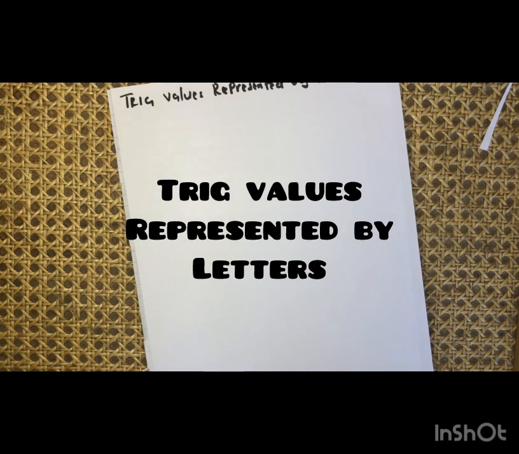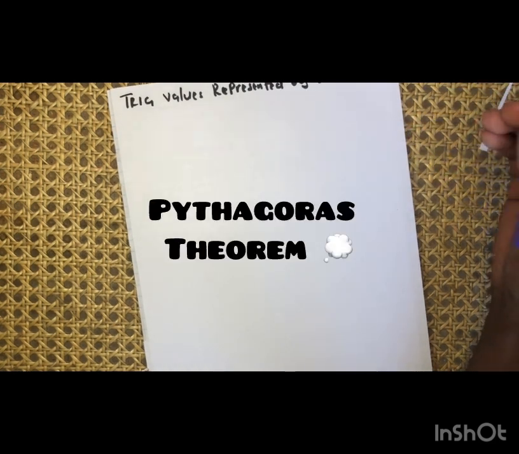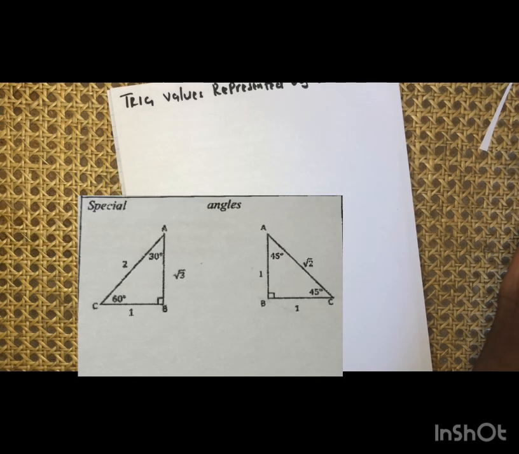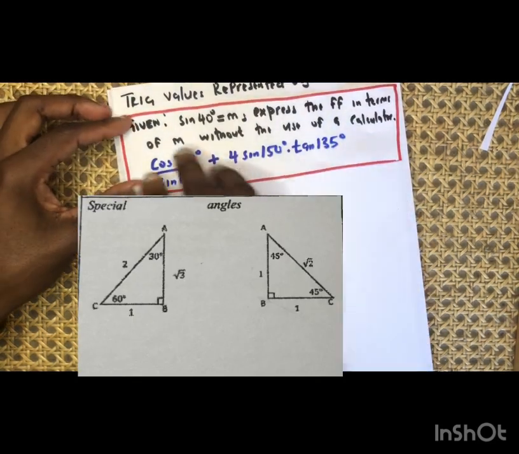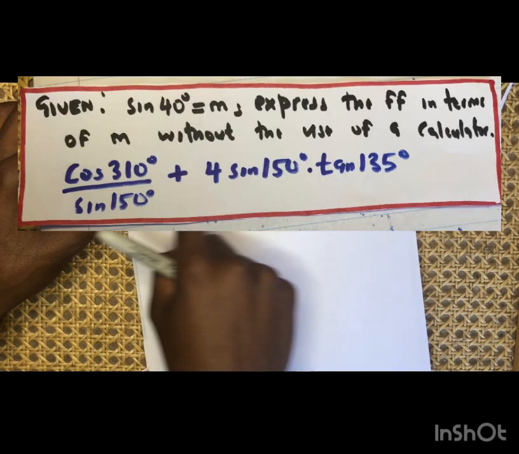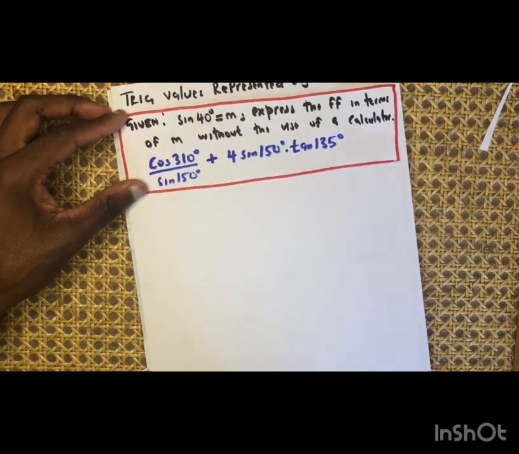Good day, guys. We are still busy with trig values represented by letters. We said whenever you are dealing with trig values represented by letters, you must think of your Pythagoras theorem, your SOHCAHTOA, your reduction, your special angles. So we're going to attempt question 1, which is: given that sine 40 is equal to m, express the following in terms of m without the use of a calculator.